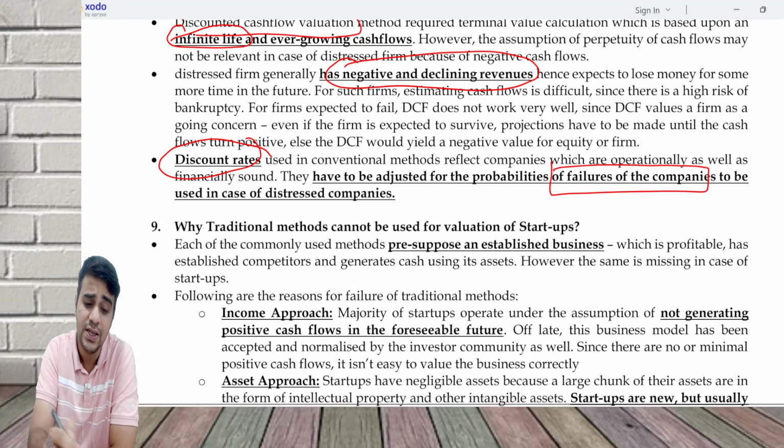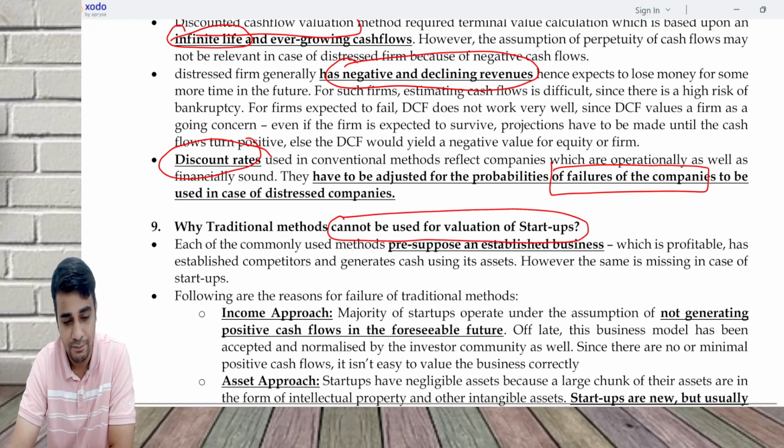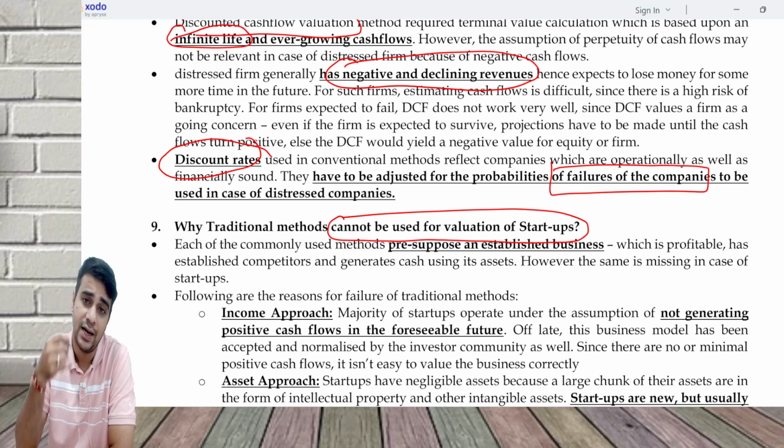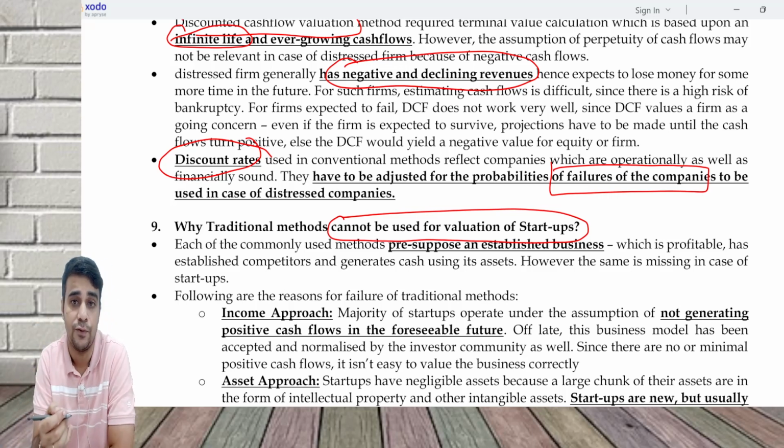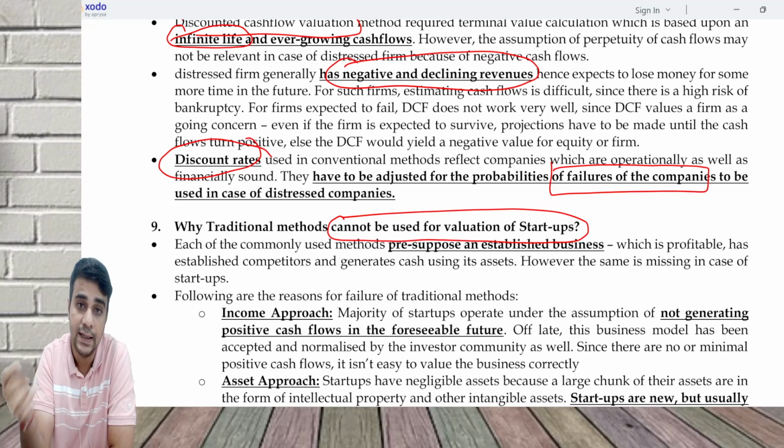Next, why can the traditional method not be used for valuation of a startup? Again, most of our discussion is going to be that whatever we learned in traditional methods will not be useful for a distressed company, and will not be used for a startup, because of its unique characteristics. For a distressed company, going concern is not there. The problem with the startup is that most of the time a startup does not have an established business as of now. It is not making money, it is making losses.